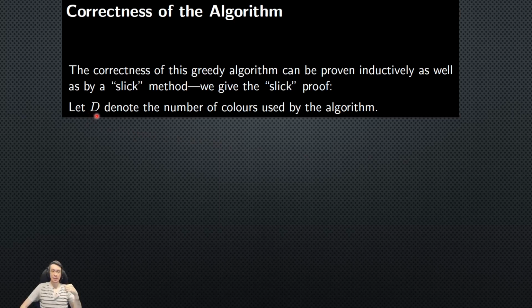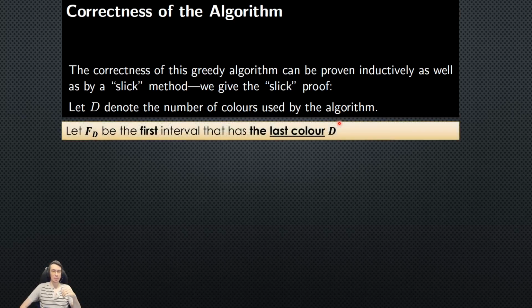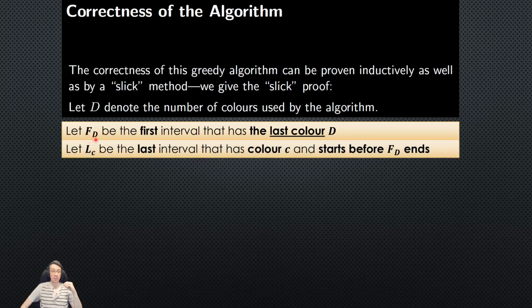So let capital D be the number of colors that end up being used. In other words, the return value of the algorithm. And let F sub D be a special interval. This is going to be the first interval that is assigned the last color D. So the last color that's created, this is the first interval to get that color. So essentially, this is the interval that necessitated the creation of that color. And we should be able to argue that when this color was created, we really needed to create it. So we're going to highlight this special interval FD and talk about it.